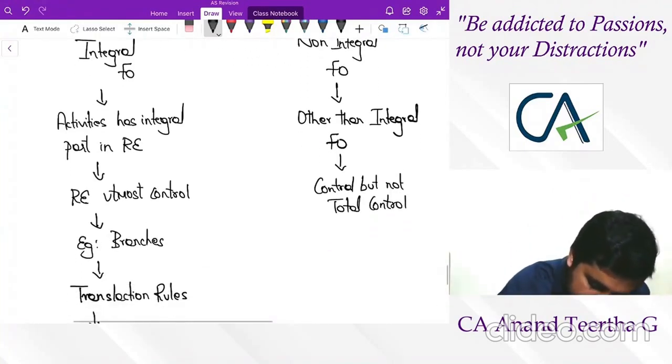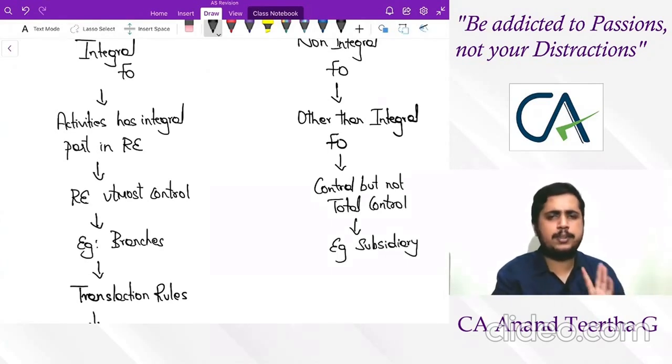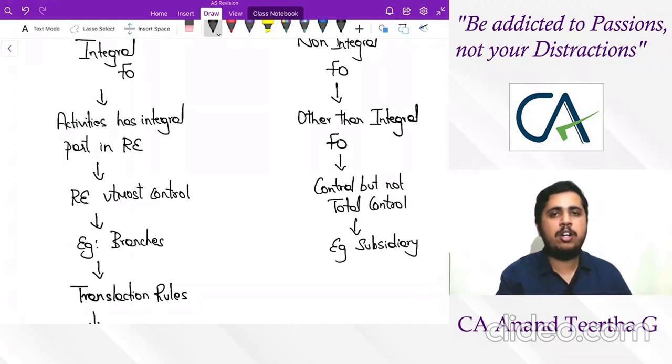So the best example when it comes to non-integral operation is subsidiary, associate, joint ventures, etc. But I will consider subsidiary over here for remembering purpose. Now think about subsidiary. What is going to happen over there? Holding company will control subsidiary, but not 100%. To the extent of their voting rights, they control it. So yes, I agree that holding company will control them, but not to the total extent. So they will be called non-integral foreign operation. To that extent there is control, but not total control.